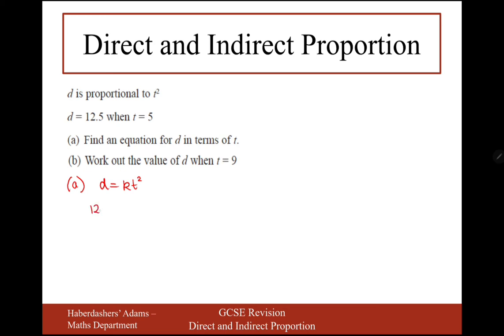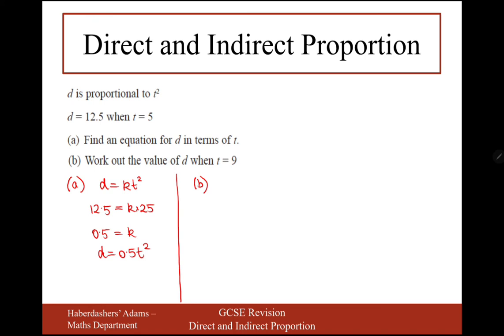Substitute the values in: 12.5 equals K times 5 squared. So that's going to be 25. Divide that onto the other side and that's 0.5. So the formula is D equals 0.5 T squared. And there we are, that's the answer to part A.